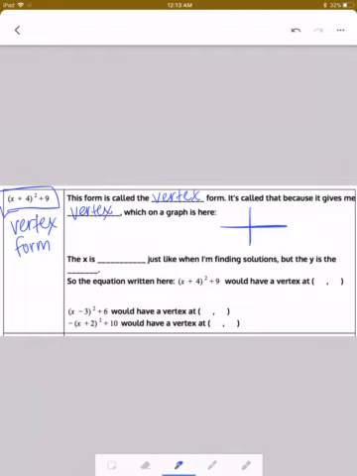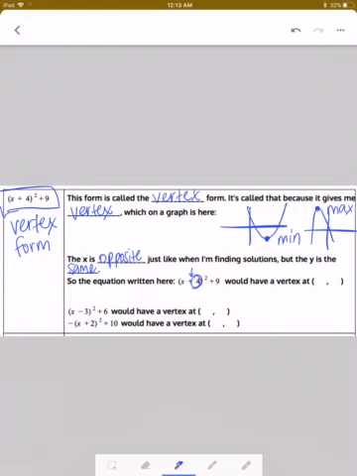Which on the graph is where it turns around. So either it's the minimum, if it looks like this, or if you have a different graph that looks like this, it would be the maximum. That's our vertex. And the x is the opposite number, just like when I'm finding solutions, but the y is the same. Right, so if the equation right in here, I'm going to look at my x right here. I see that it's +4.